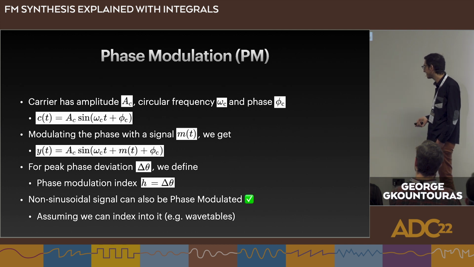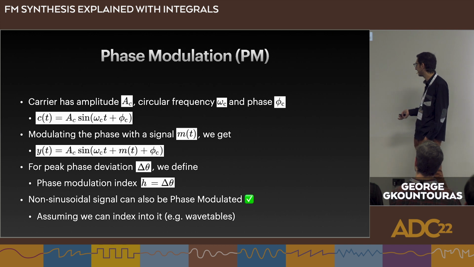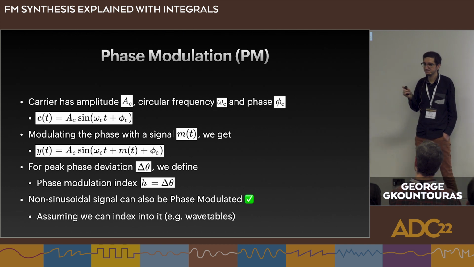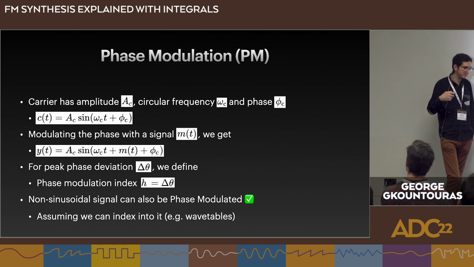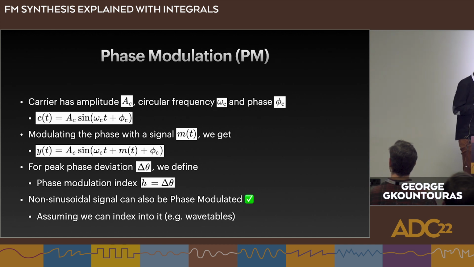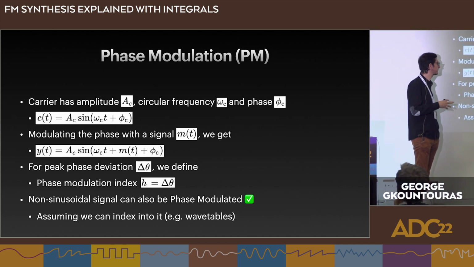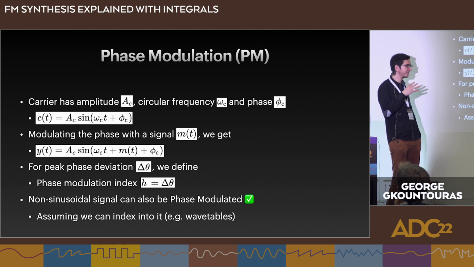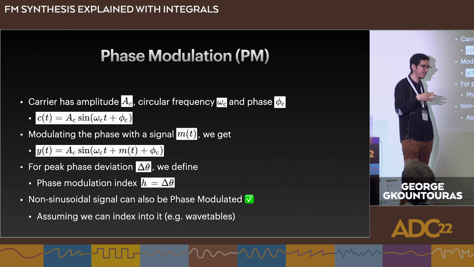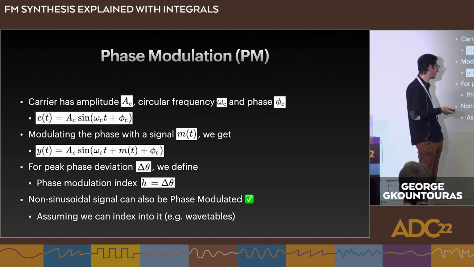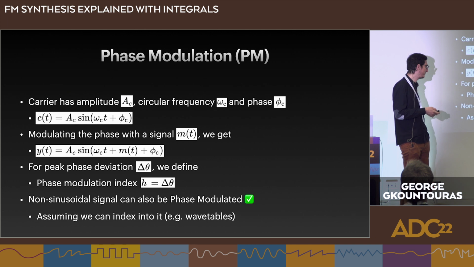Okay, these are details. And we can also phase modulate any signal that comes in. So it doesn't have to be a sine, assuming you can index with a variable delay into the signal, then we can phase modulate it. For example, we can have synthesis, we can have wavetables.